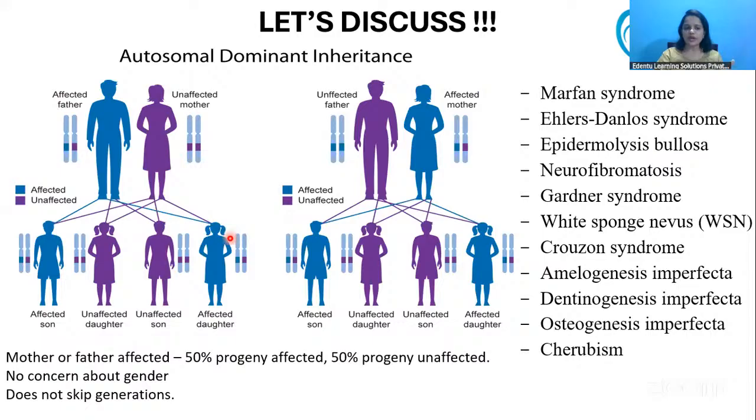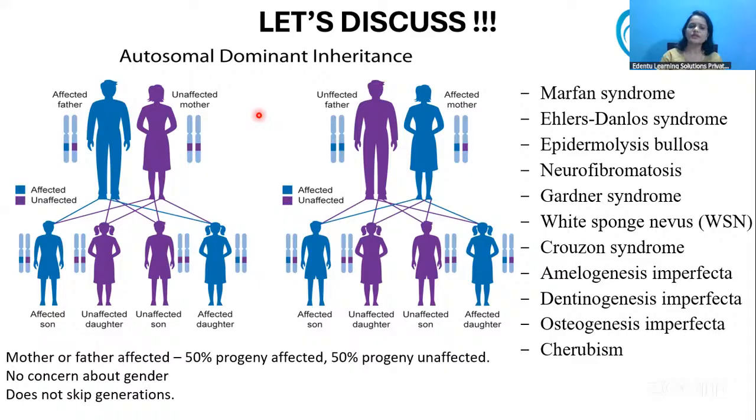So let's have a look at this autosomal dominant inheritance pattern. The one thing that you have to remember while learning this autosomal inheritance pattern is that you don't have to be much concerned about the gender of the parent or the gender of the children. Because that will be playing a major role in the X-linked disorders. Here in the autosomal inheritance pattern, you don't have to be so concerned about the gender of the parents or the gender of the children.